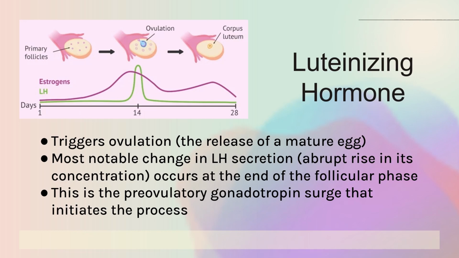FSH levels decrease during pregnancy due to the action of HCG. This takes on some of the role of LH and FSH in regulating the reproductive system. So this hormonal control is crucial for maintaining the pregnancy and preventing ovulation during gestation.